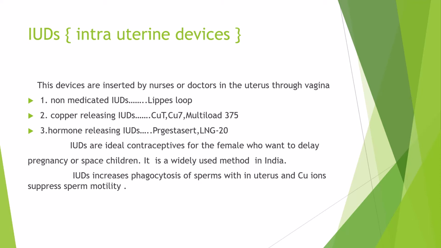But remember, this insertion must be done by trained nurses or doctors only. Three types of IUDs are generally used. First is non-medicated IUDs, that is Lippes Loop, etc. Second is the copper-releasing IUDs, that is Copper T, Copper 7 or Multiload 375. Third, hormone-releasing IUDs, that is Progestasert and LNG-20. These IUDs are generally much used in India also.